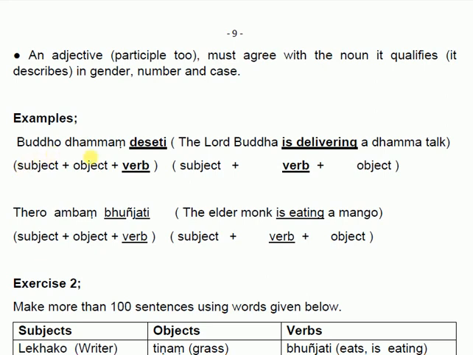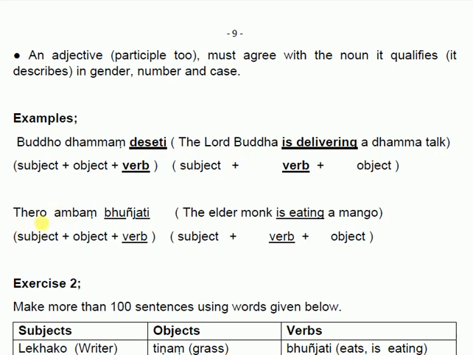Buddho Dhammang Deseti. The Lord Buddha is delivering a Dhamma talk. Buddho, subject, Lord Buddha. Dhammang, object, a Dhamma talk. Deseti, verb, is delivering. Buddho Dhammang Deseti. The Lord Buddha is delivering a Dhamma talk.